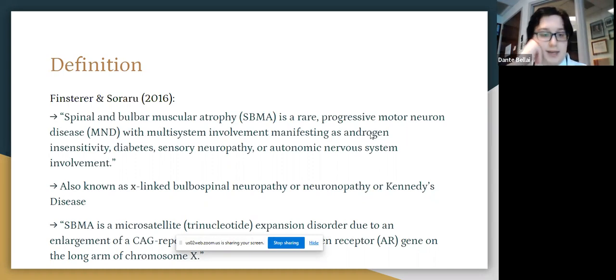It's a microsatellite and trinucleotide expansion disorder due to enlargement of the CAG repeat in the androgen receptor gene on the long arm of chromosome X.